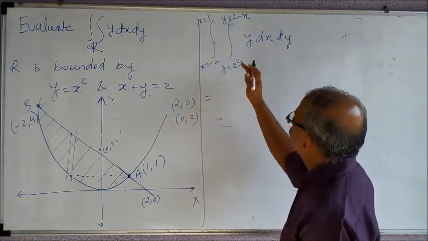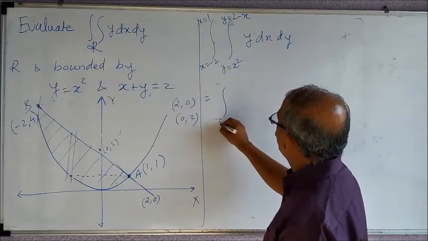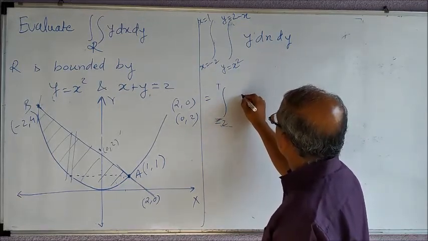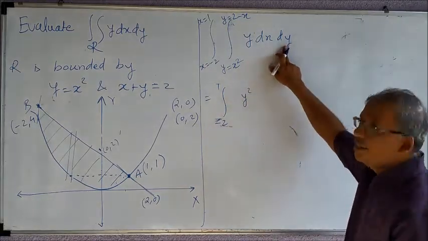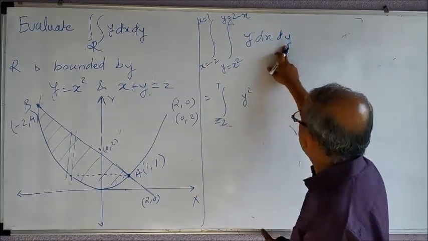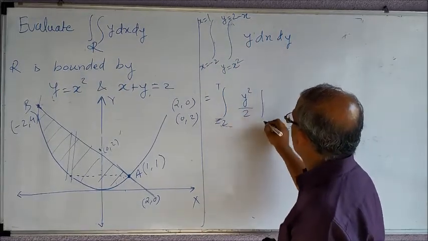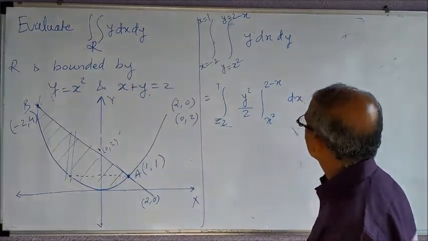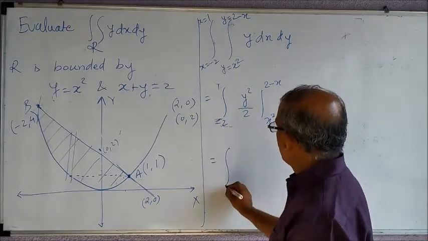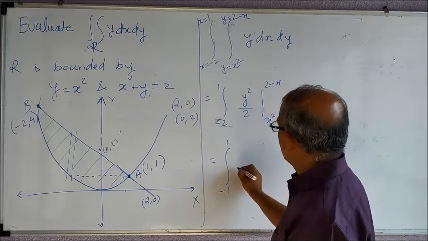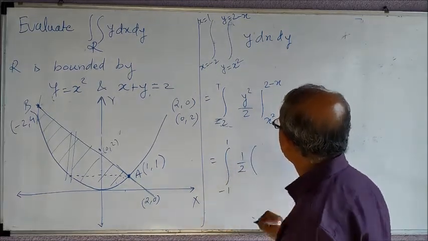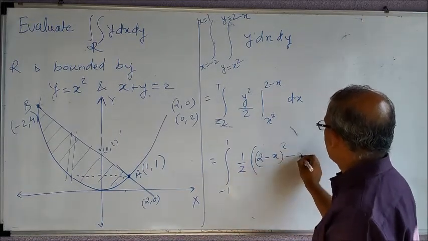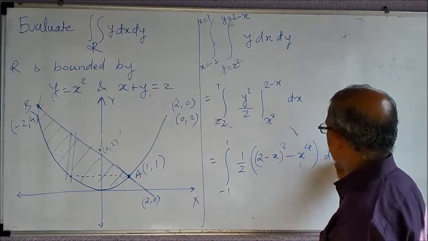Now solving this becomes easy. From minus 2 to 1, this will be y square by 2, since first we are integrating with respect to y. Keep this in mind. Y square by 2 from x square to 2 minus x, dx. Half I'll keep outside and I'll put the limits over here. So it is half of the integral from minus 2 to 1 of (2 minus x) whole square minus x raised to 4, dx.